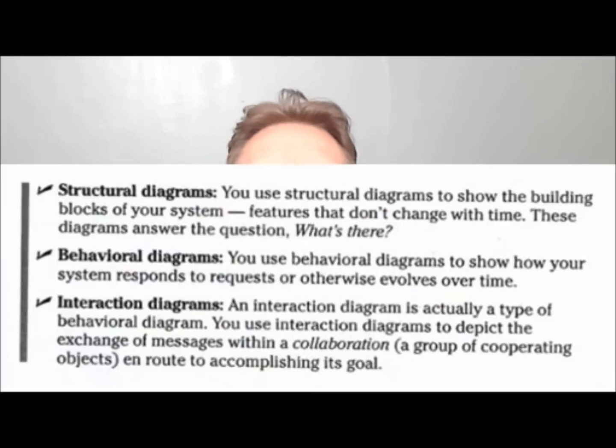And so just as a kind of recollection to go back over something we've already done, structural diagrams tell us what's there. It gives us the building blocks of your system. And obviously those are going to be very important, and we are going to do them. We're going to look at behavioral diagrams, use cases today, and those show how the system responds to requests.